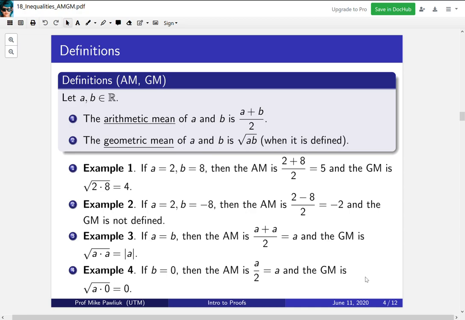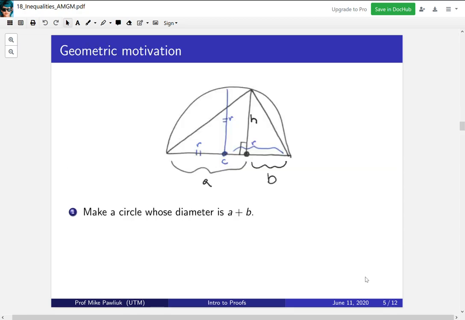Now, we ask ourselves, how is the arithmetic mean related to the geometric mean? So we can look at some of the examples we have so far, and we can ask ourselves, how are these things related? Well, let's take a look at some geometry and figure out where the arithmetic mean and geometric mean are coming from. Or specifically, where is the geometric mean coming from? I think it's not too hard to convince you that the arithmetic mean is interesting. So the geometric mean shows up fairly naturally in pictures.